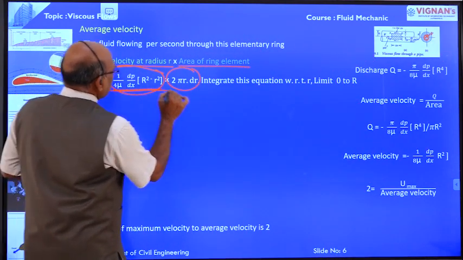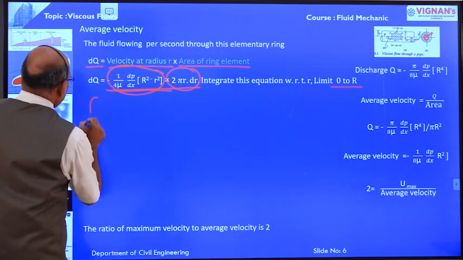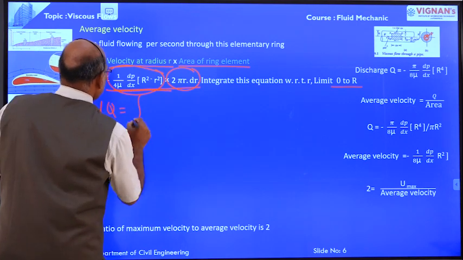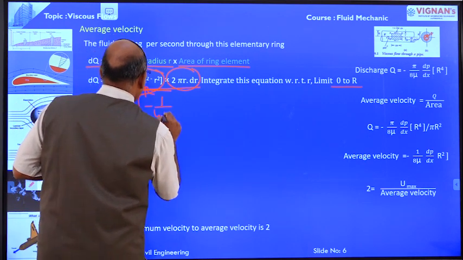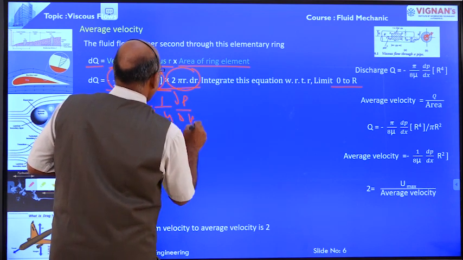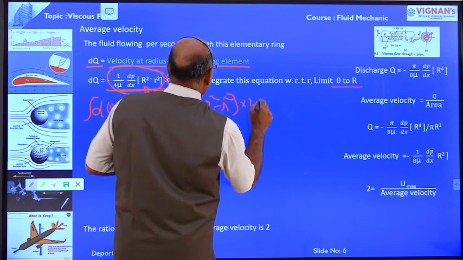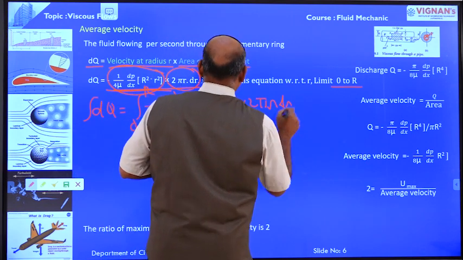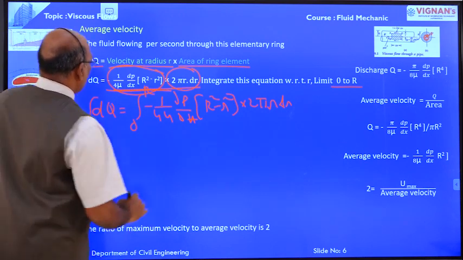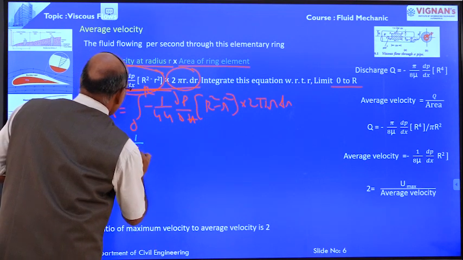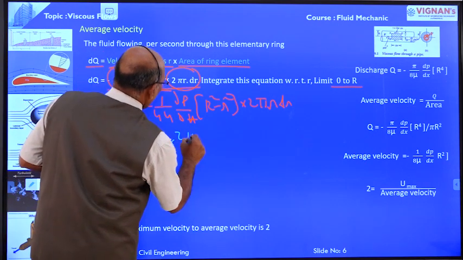Now integrate this equation with respect to r and take the limits 0 to R. Therefore, integral dQ is equal to the integral from 0 to R of minus 1 by 4 mu dp by dx into (R square minus r square) into 2 pi r dr, with the limits. Now Q is equal to minus 1 by 4 mu dp by dx into 2 pi taken out.